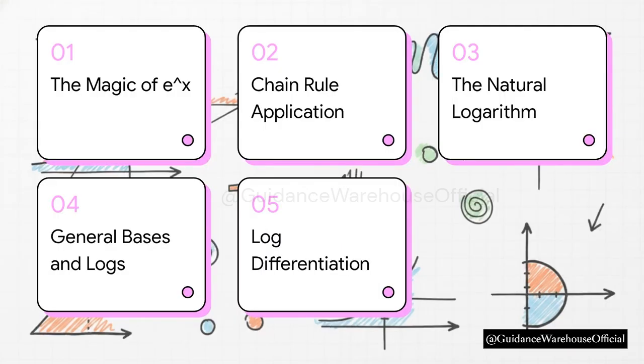Here's our roadmap for the lecture. We're building this step by step. First, we'll look at the magic of e to the x. Then, we'll apply the chain rule. Third, we'll tackle the natural logarithm. Fourth, general bases and logs. And finally, we wrap up with that logarithmic differentiation cheat code. Let's get right into it.